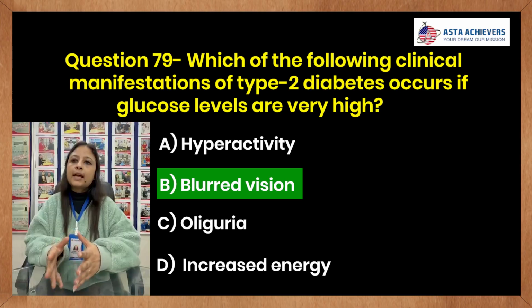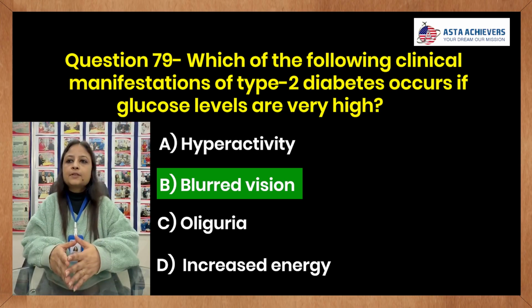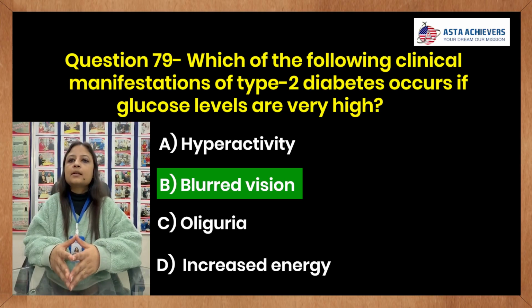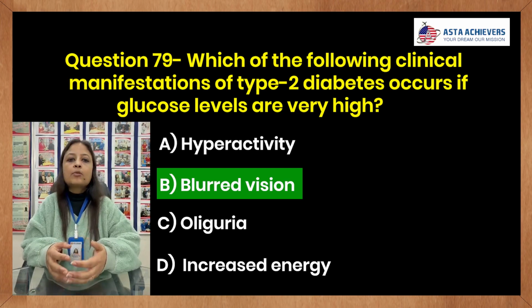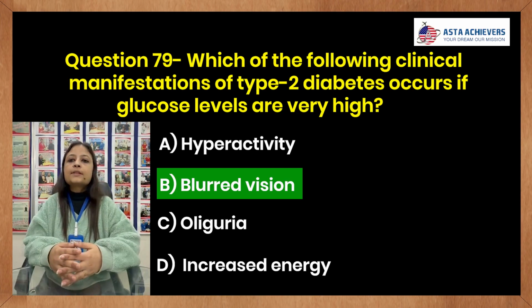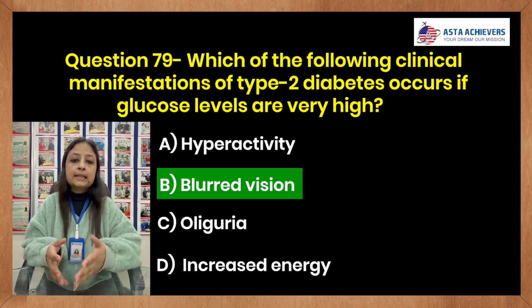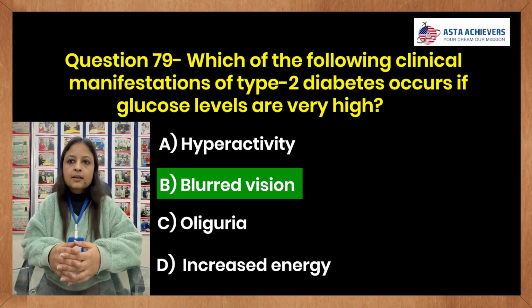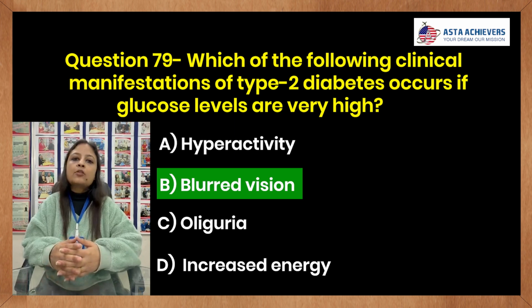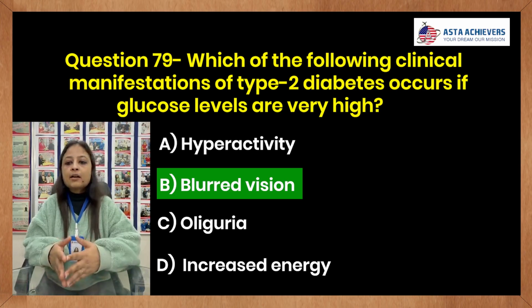Question number 79. Which of the following clinical manifestations of type 2 diabetes occurs if glucose levels are very high? Option A, hyperactivity. Option B, blurred vision. Option C, oliguria. And option D, increased energy level. Option B, blurred vision, is the correct answer because this is a sign of hyperglycemia. Apart from this, other signs and symptoms are increased thirst, tiredness, excessive hunger, and the urge to urinate larger amounts than usual.